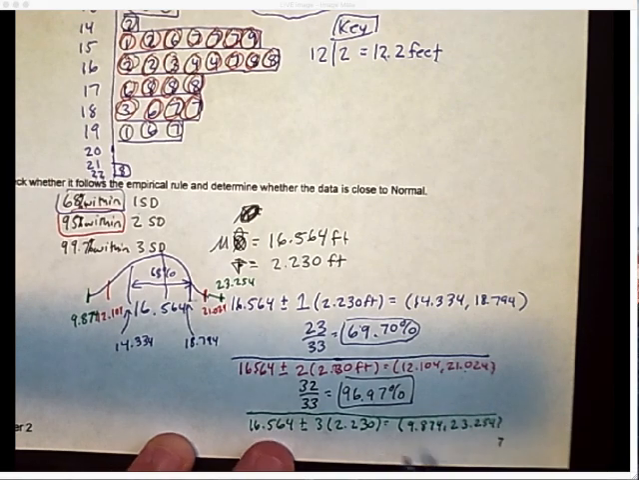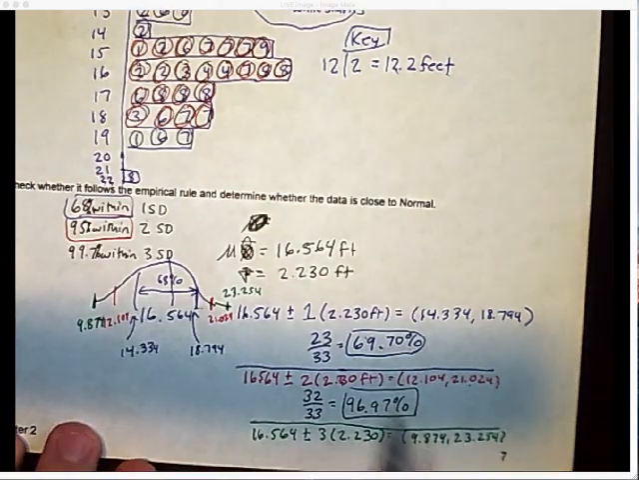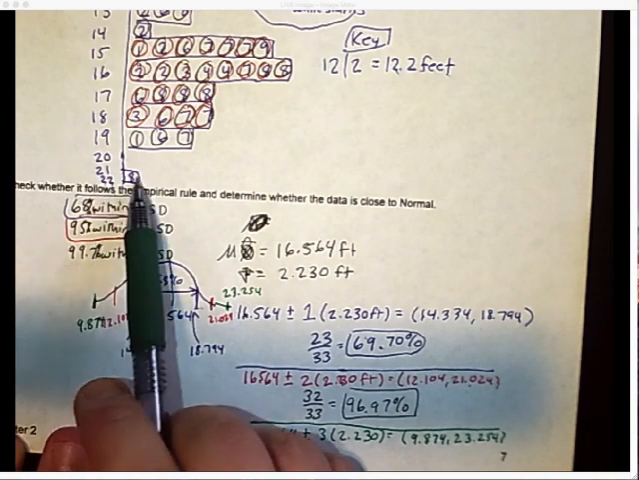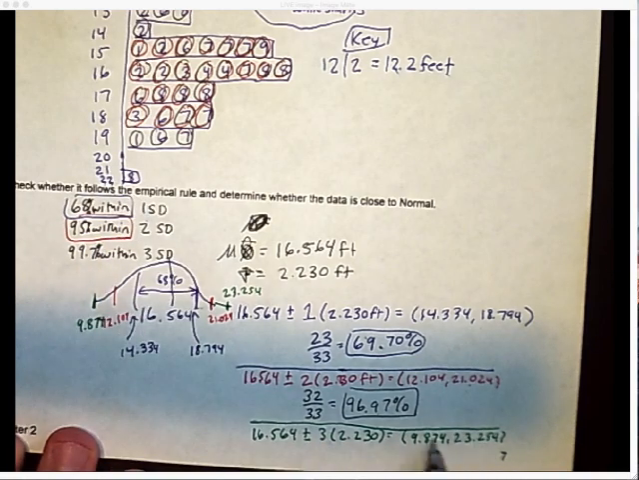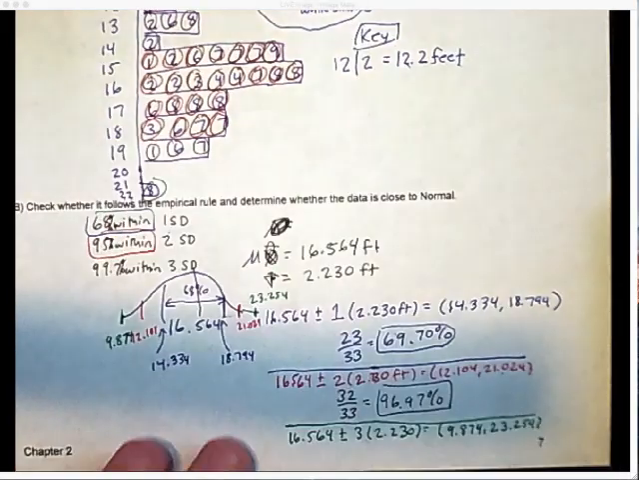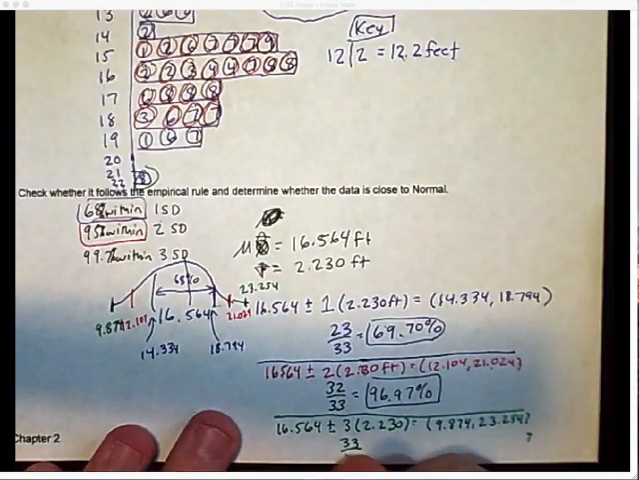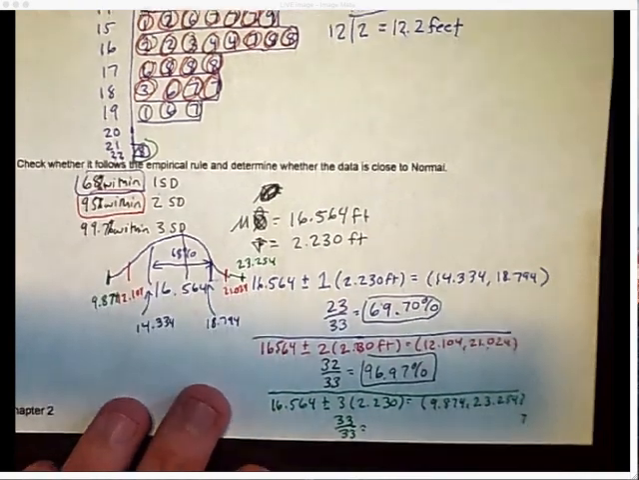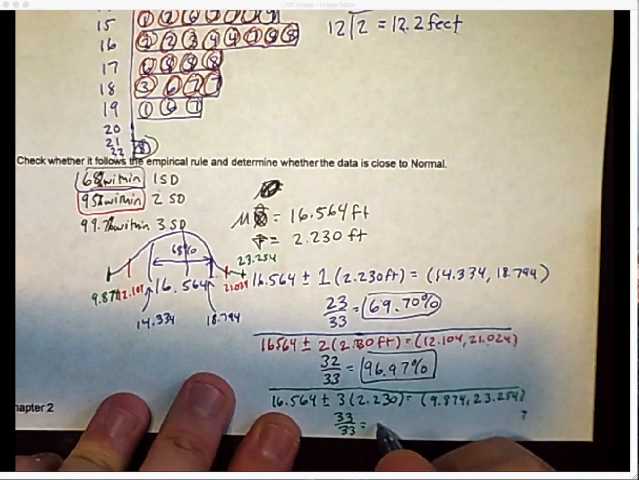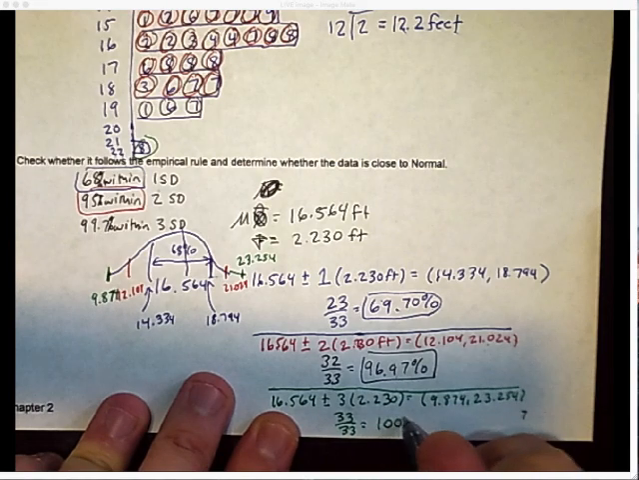All of these numbers I circled so far are bigger than 9.874. Can I include this one now? Can I include the 22.8? Is that in between these two numbers? Yes, it is. So when I do that, I've circled everything. That's all the data. All the data falls within 3 standard deviations. So 33 divided by 33 is 1, which means 100%.